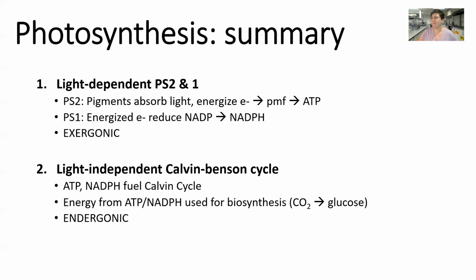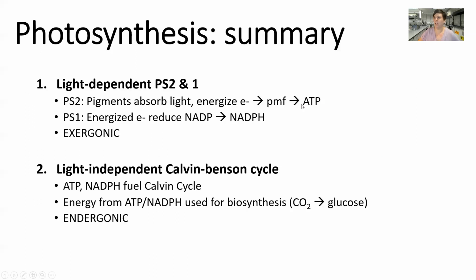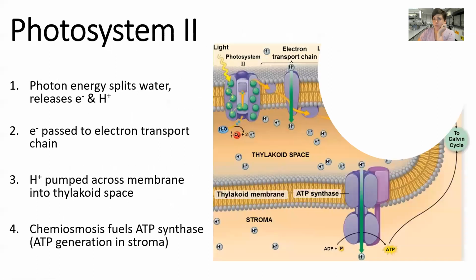All right. So what I want to do is go through each of these individually. So first, photosystem II occurs. The slide's a little crazy, but we can go through it. So what you're looking at is the thylakoid membrane. The inside of that thylakoid membrane is the thylakoid space, and then outside of that you have the stroma.